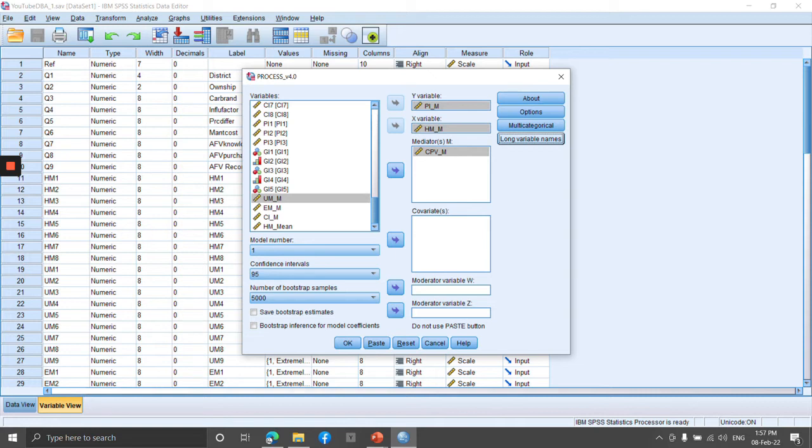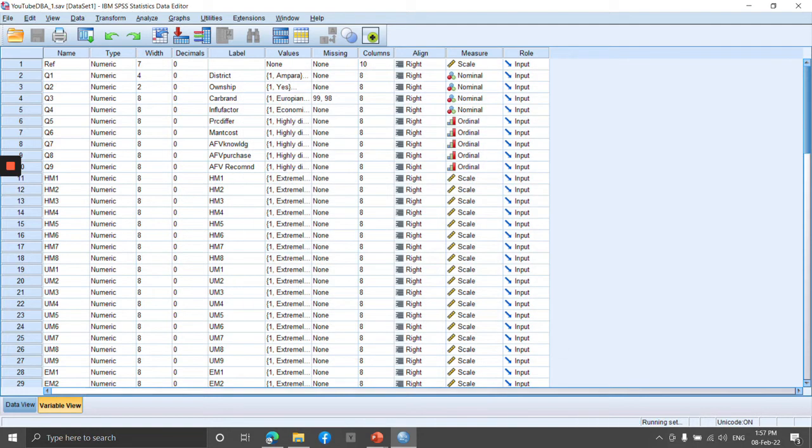But now we are doing mediating. The simplest mediating model is number 4. You have to change 1 into 4. That's it. Nothing else. Just click OK. Now you will get the analysis part within 1-2 minutes.